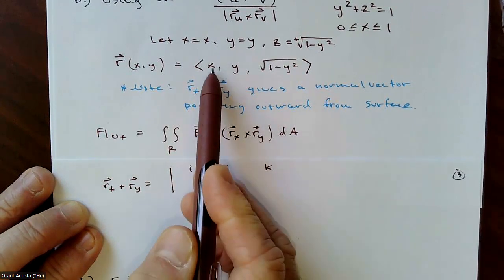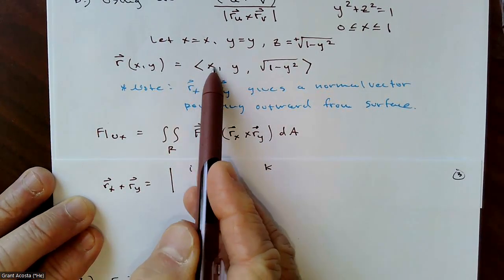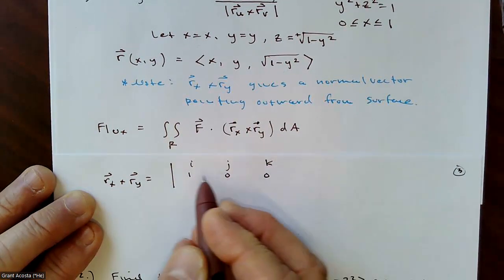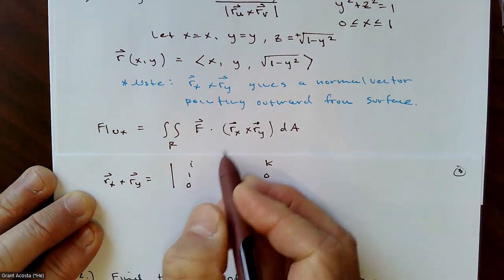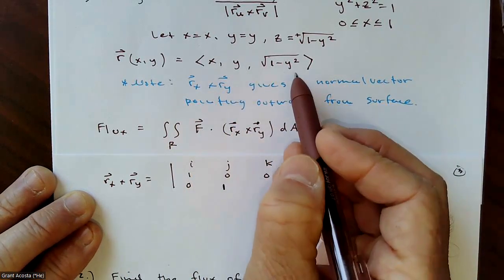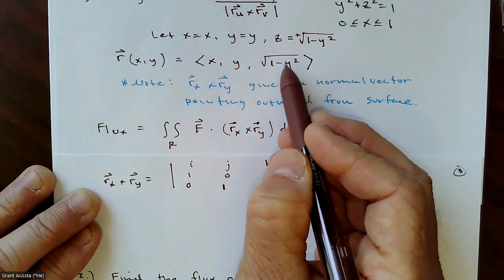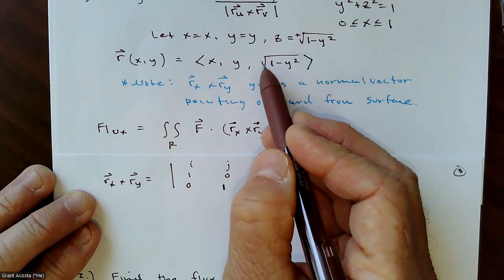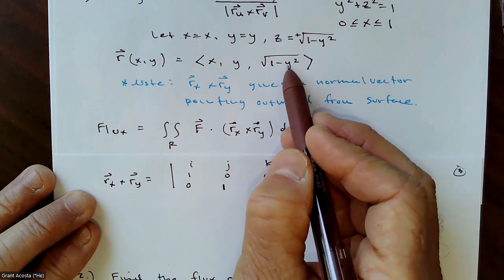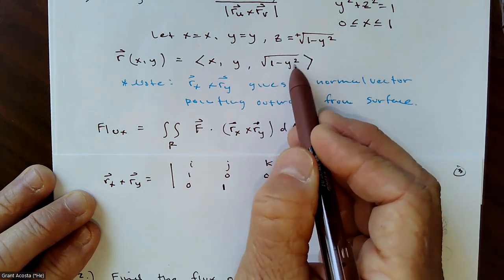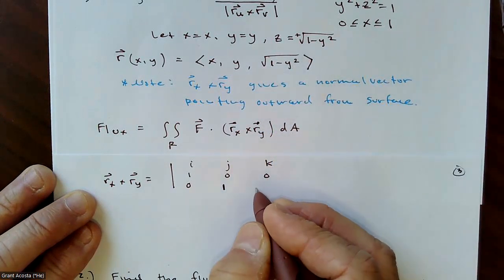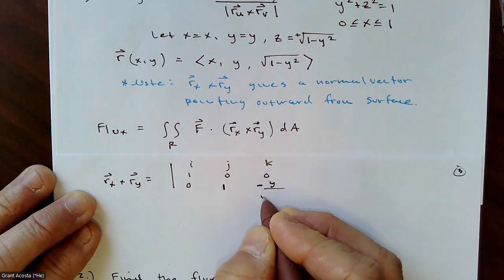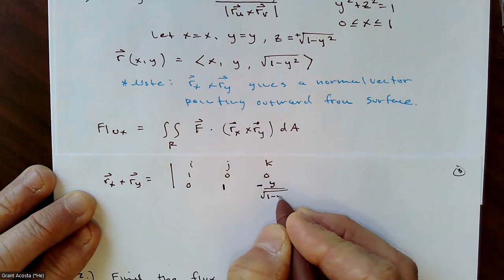Let's just take our partial derivative here. Partial of this with respect to x: 1, 0, 0. Partial of this with respect to y will be 0, 1. Do a little chain rule in your head. Derivative of (1 minus y squared) to the 1/2: 1/2 times (1 minus y squared) to the negative 1/2 times negative 2y. So the 2's are going to cancel out. I'm going to end up with negative y over the square root of 1 minus y squared.